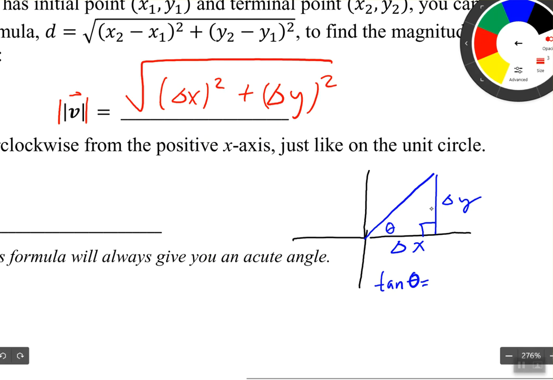Here, let me help you. This is opposite. Sorry. Eraser. This is opposite. This is adjacent. So what is it going to be? Change in y over change in x. Isn't that cool? Just like slope. Turns out tangent is slope. We'll get to that later, or you'll get to that later if you take calculus.